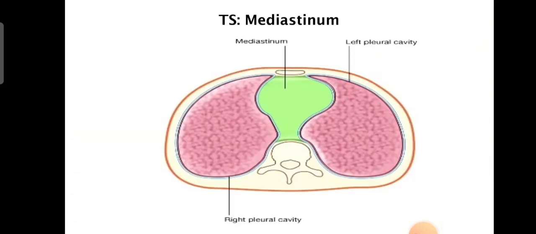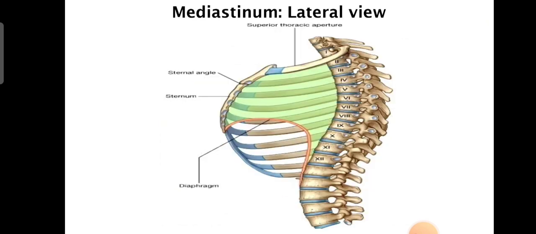So this is the transverse section of the thoracic cavity. In this we can see the location of the mediastinum, which is lying between the two lungs. This is the lateral view of the mediastinum. Here we can see the anteriorly placed sternum, posteriorly placed the thoracic vertebrae, and below we have the diaphragm, and superiorly we have the superior thoracic aperture.